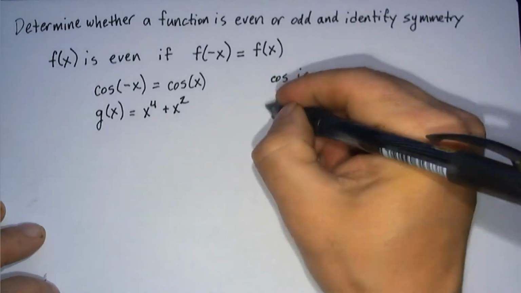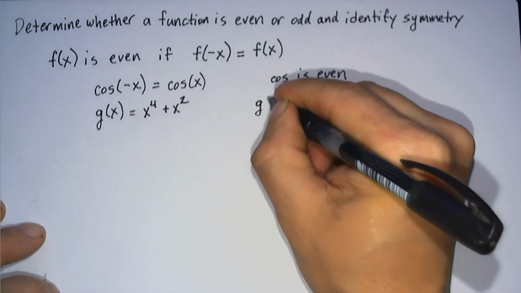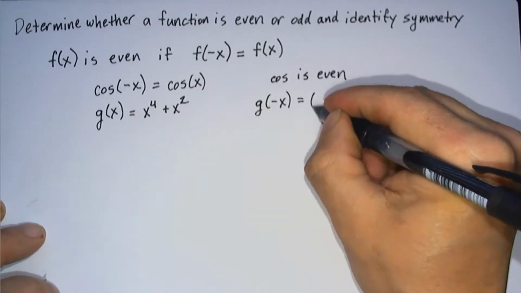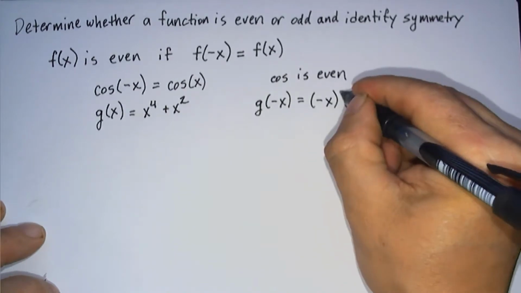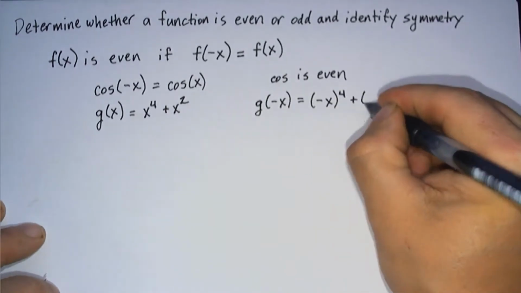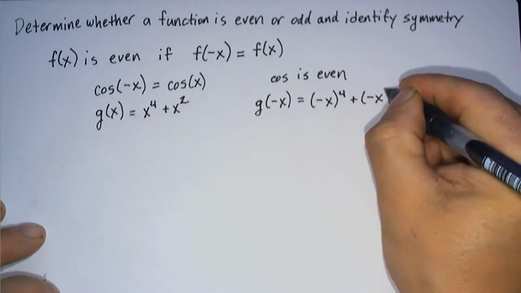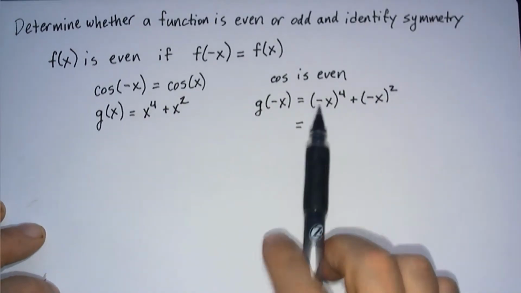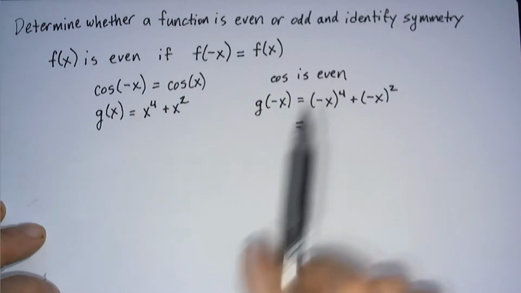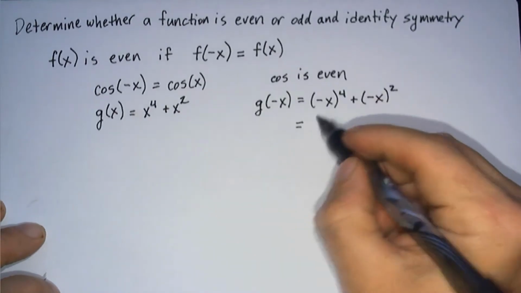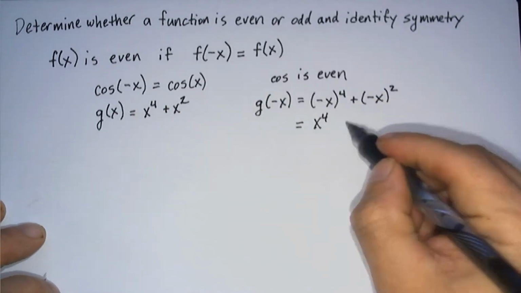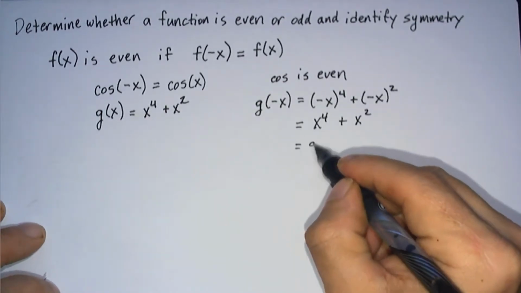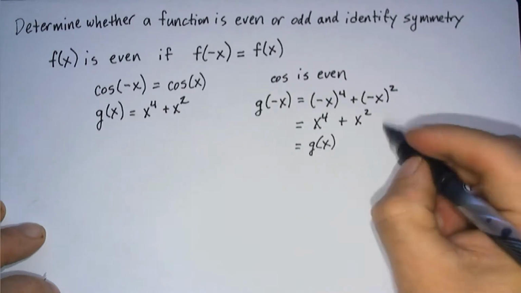And let's prove it. So if I take g of minus x and I substitute that in, we'll have minus x to the fourth plus negative x squared. Recall that a negative to the fourth power is just positive, so this first term is just going to be x to the fourth, and this one is going to be x squared, and that is indeed equal to g of x. Therefore, g of x is even.